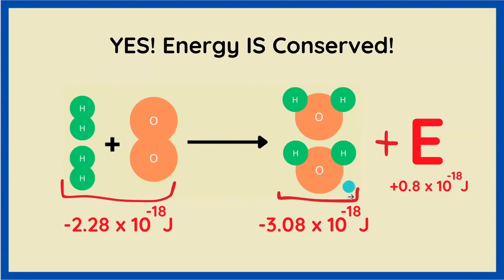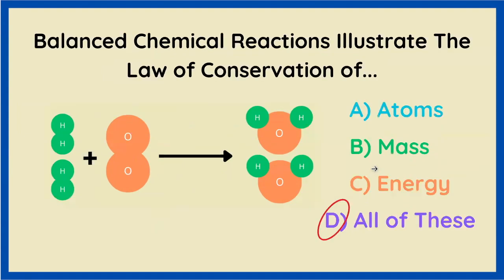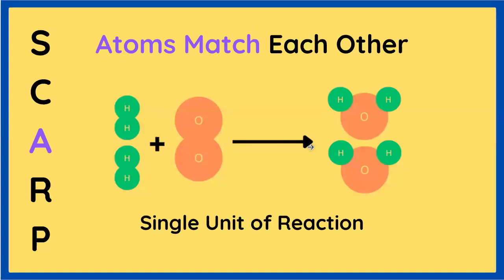What we see here is an exothermic reaction, where a higher energy set of reactants turns into a lower energy set of products, with the deficit released as heat. Therefore, we can say that a balanced chemical equation, and thus the chemical change it represents, abides by the law of conservation of atoms, mass, and energy. A stands for atoms match each other.